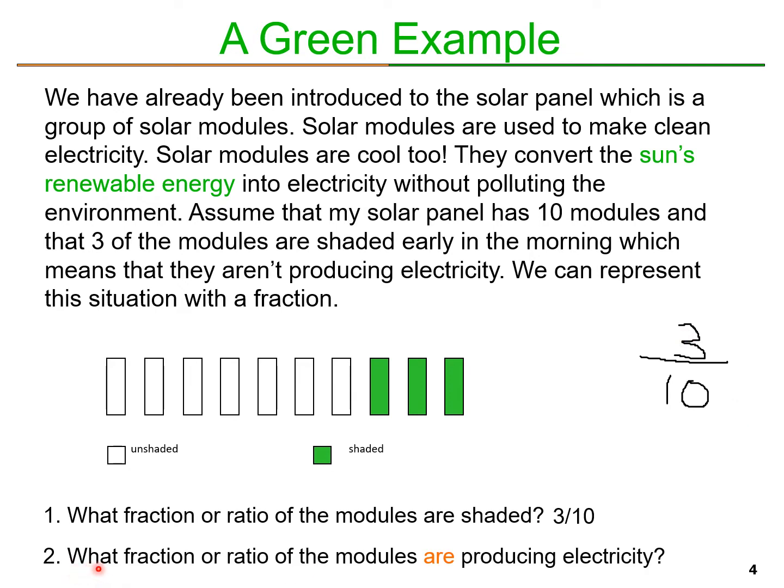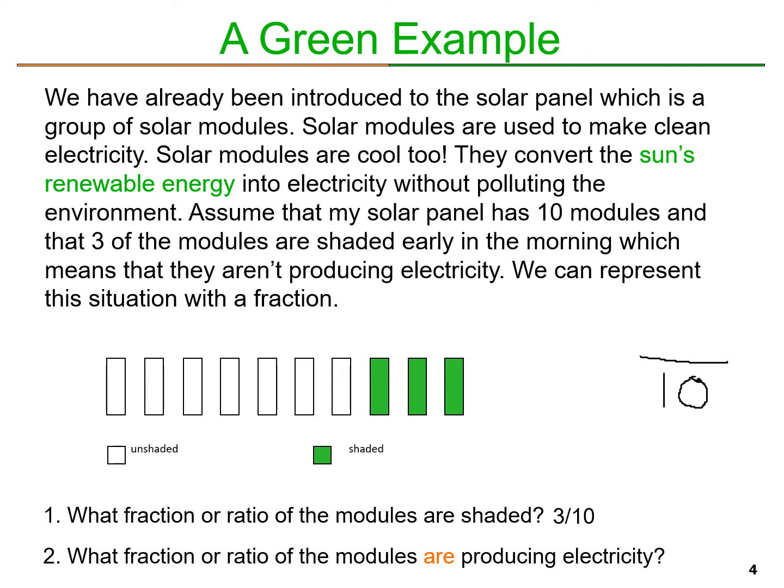And question 2, what fraction or ratio of the modules are producing electricity? Remember, the ones that are producing electricity are the ones that are not shaded. So let's erase the first answer. Okay, so again, the denominator is the same. The total number of modules is still 10.